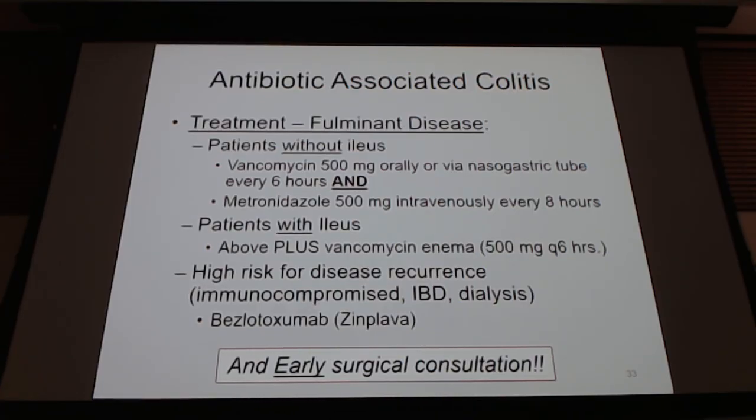If they're high risk, they've had a lot of recurrence. These people are immunocompromised, meaning that can be immunosuppression for whatever reason, or inflammatory bowel disease, or people that are on dialysis. We need to be very careful with these folks on dialysis. So we need to reach for this Zinplava, and then probably talk to a surgeon. They need to be closely involved, whether you're in the ER or internal medicine, you just consult surgery and say, hey, can you come over and take a look at this person?